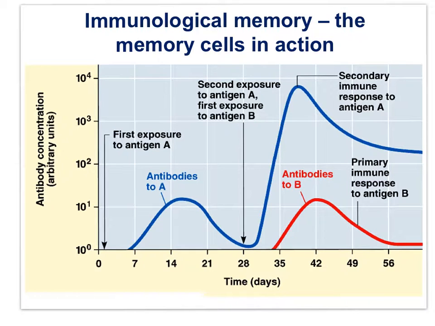Remember from the last movie the benefit of having memory cells in your body. Following a first exposure to antigen A, there's production of antibodies, and then here we have memory cells. And then a second exposure occurs, and the number of antibodies produced by those memory cells residing in the body increases dramatically over a relatively short period of time. And in this way, you are immune to the pathogen.